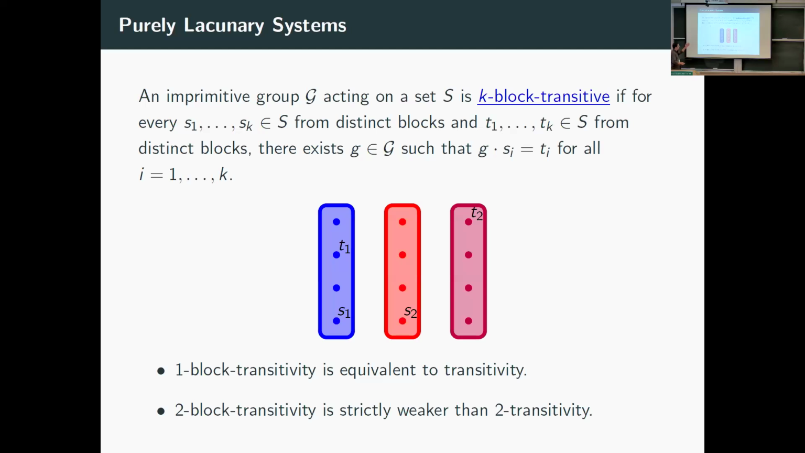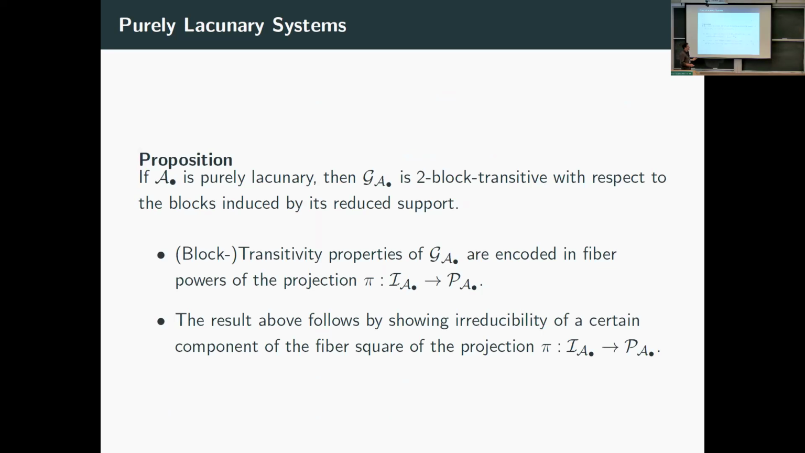Okay. So as you might guess, this generalized notion of transitivity for imprimitive groups, we've defined this. You would hope that our Galois groups are two-block transitive, and that is exactly the case. So if you have a purely lacunary set of supports, and you look at the partition induced by blocks from this group action, our Galois group in that case is two-block transitive. It turns out the standard idea for looking at transitivity works also for lacunary systems. Normally you would look at a fiber square and show that it has two components. In this case, we look at a certain subvariety and show that it's irreducible.